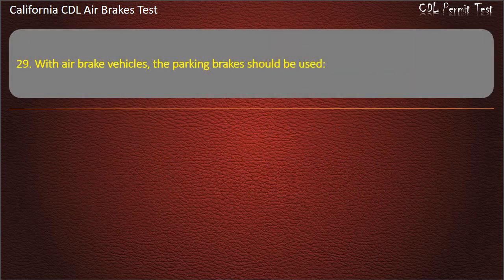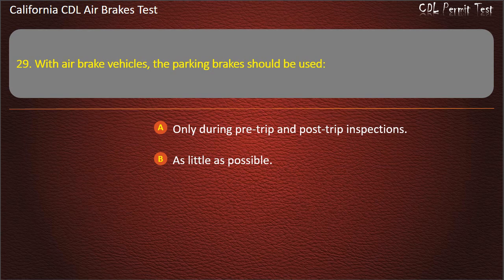Question 29. With air brake vehicles, the parking brakes should be used only during pre-trip and post-trip inspections, as little as possible, or whenever you leave the vehicle unattended. Answer. Whenever you leave the vehicle unattended.